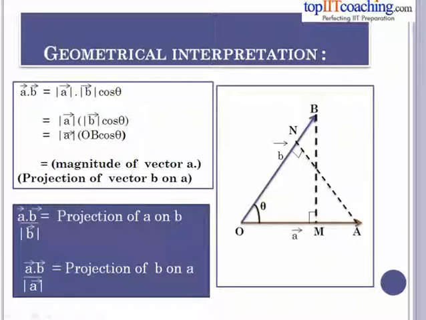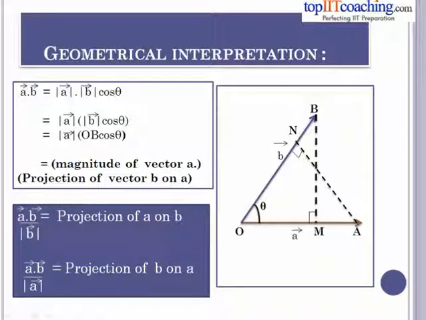Now if we consider this triangle OBM, then OB is equal to the magnitude of vector B, and when it is multiplied by cos theta, then it is equal to the length OM. Thus OM is the projection of OB, and so modulus of B times cos theta is nothing but the projection of vector B on A. Thus A dot B would be equal to the magnitude of vector A into the projection of vector B on A. Therefore if we want to find the projection of A on B, then that would be equal to A dot B divided by modulus of B, and similarly the projection of B on A would be A dot B divided by modulus of A.